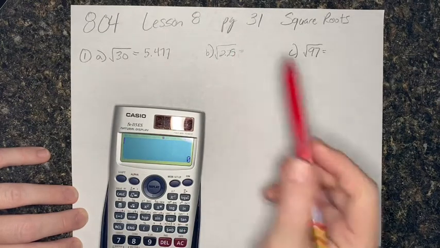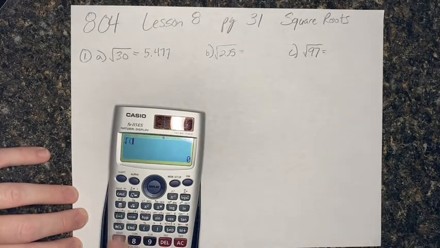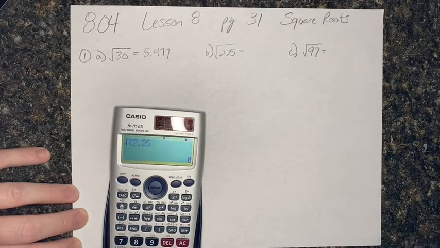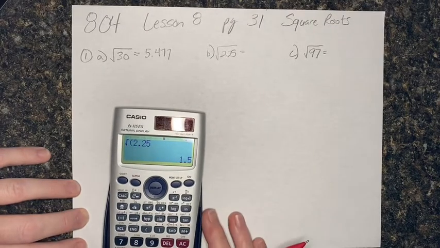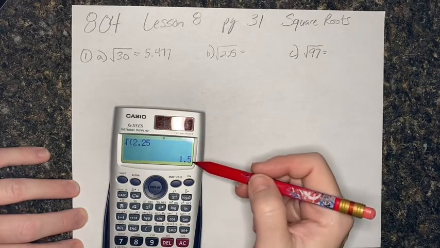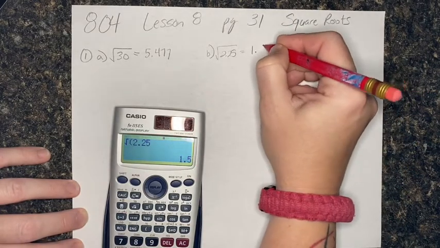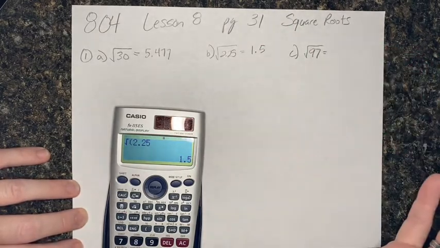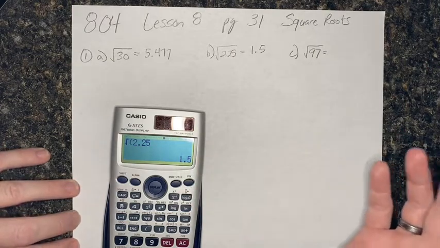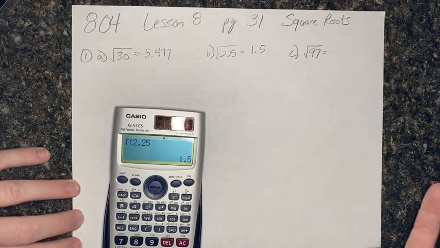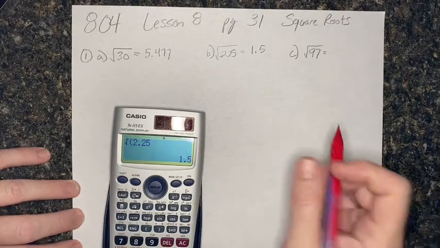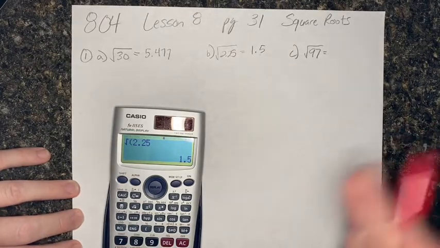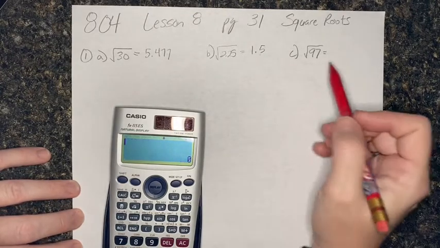Now we have the square root of 2.25. Again, I'm going to push my square root button and put in 2.25. All right? And hit the equal sign. So the square root of 2.25 is 1.5. Okay, that one ends real quick. So there's no way to get it to the thousandth to round. It just goes to the tenths. Okay, and that's your answer. Let's do the next one.